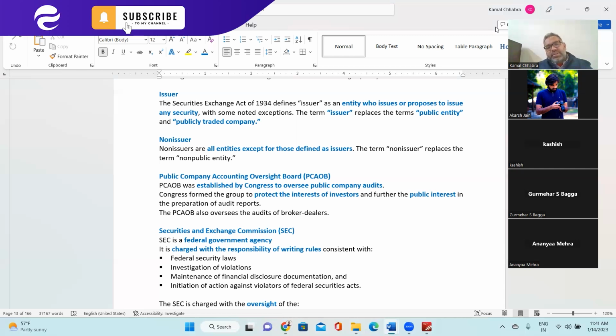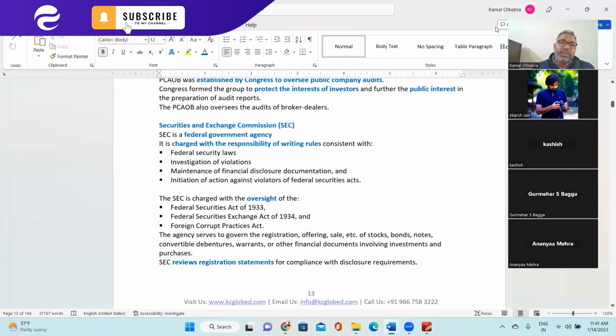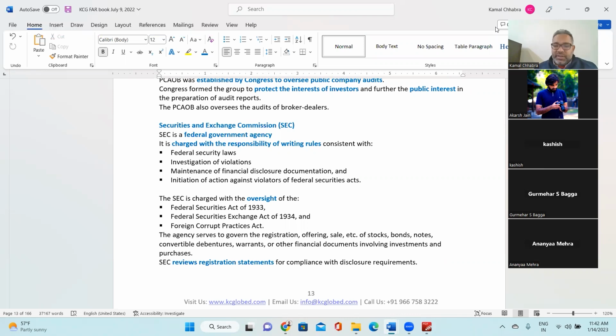The Securities and Exchange Commission is a federal government agency. It is charged with the responsibility of writing rules consistent with federal securities law, investigation of violations, maintenance of financial disclosure like the PCAOB, and initiation of action against violators of financial securities law. The main responsibility of the SEC is developing or upgrading federal securities law, such as the Securities Act of 1933, the Securities Exchange Act of 1934, or the Foreign Corrupt Practices Act.